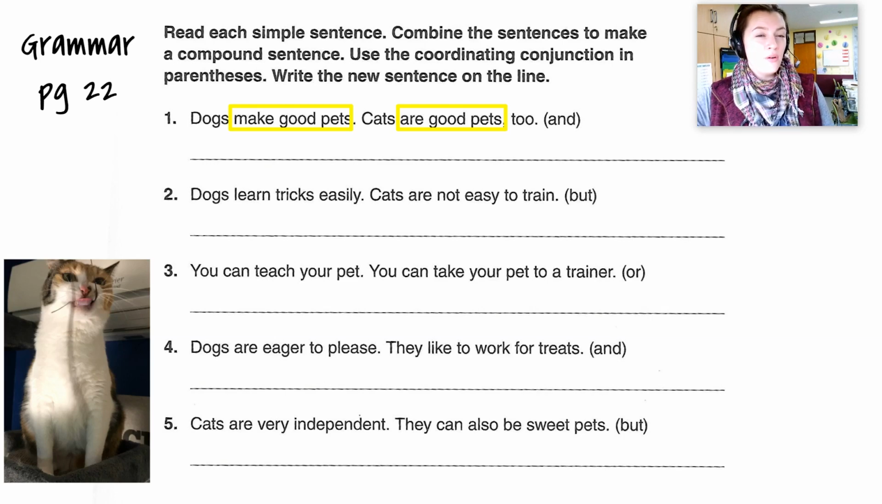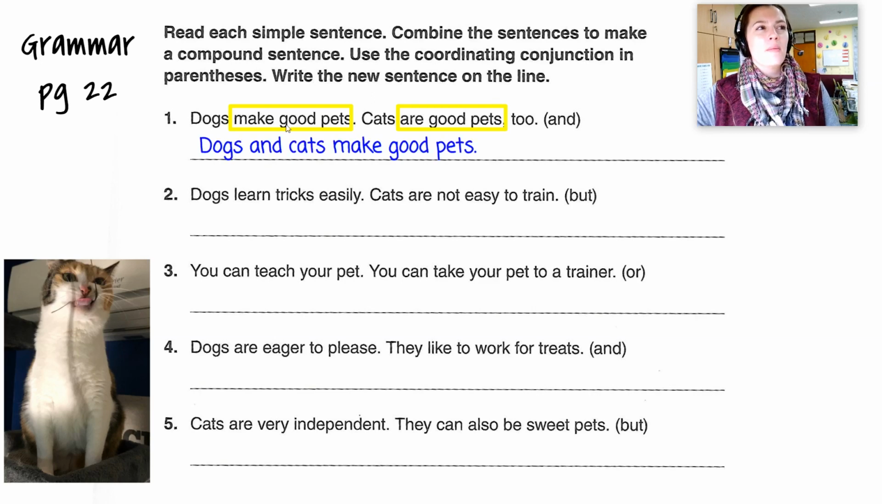Now, if you want to pause your video and try to put the sentences together, you can, or you can copy me right now. My subjects are different, dogs and cats. But then I need to make the predicate the same, make good pets. So the and goes in between my 2 subjects. Dogs and cats make good pets. Another way that you could have written this, dogs make good pets and cats are good pets too. But the most simple and the best way to put that sentence together, dogs and cats make good pets.